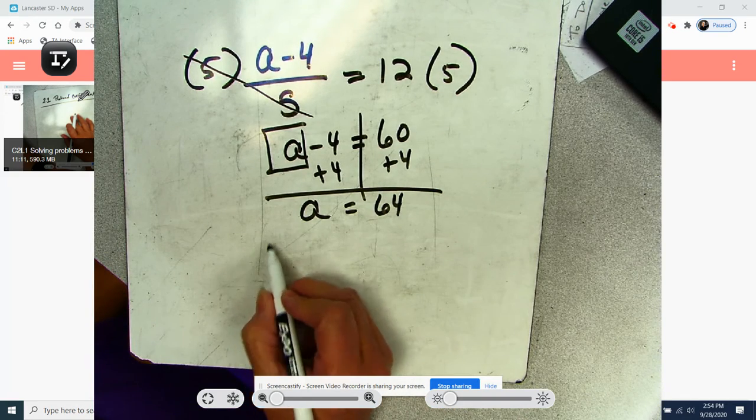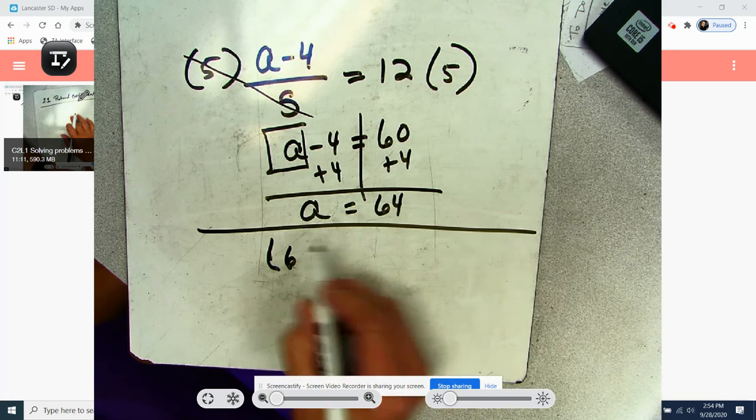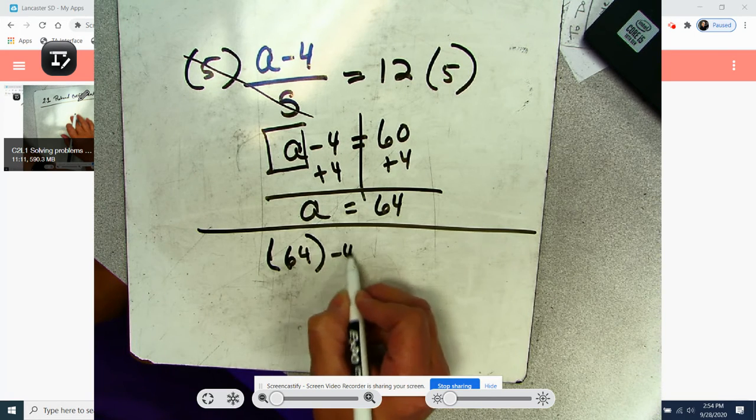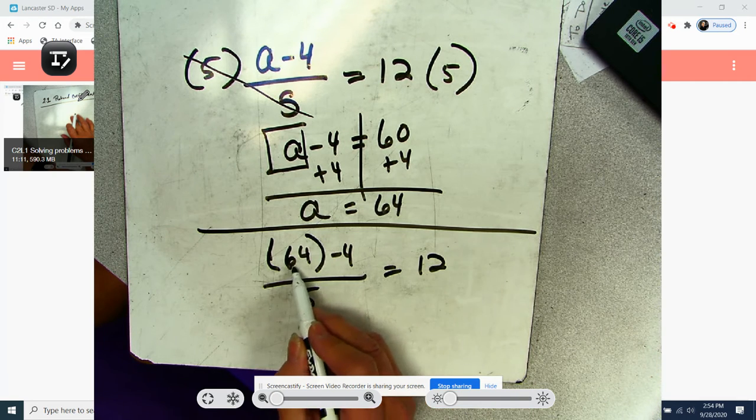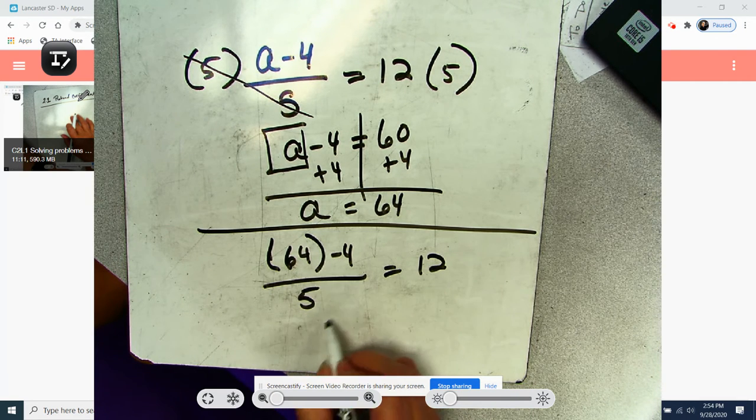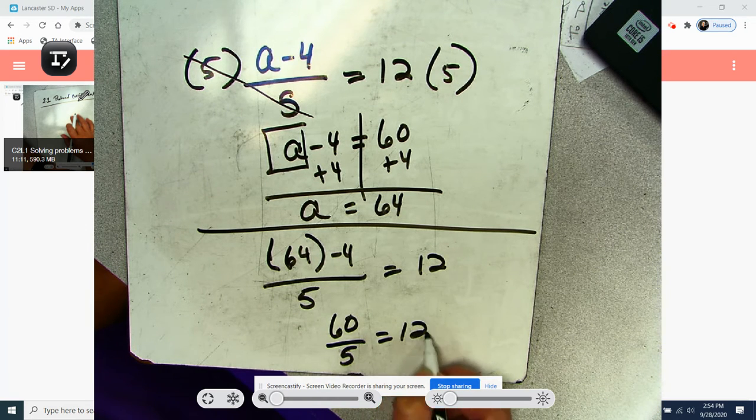So if a is 64, I have 64 minus 4. That gives me 60 divided by 5 equals 12, and 60 divided by 5 does equal 12, and I know my answer is correct. Okay? You got to check your work. So this is how you go about checking your work.